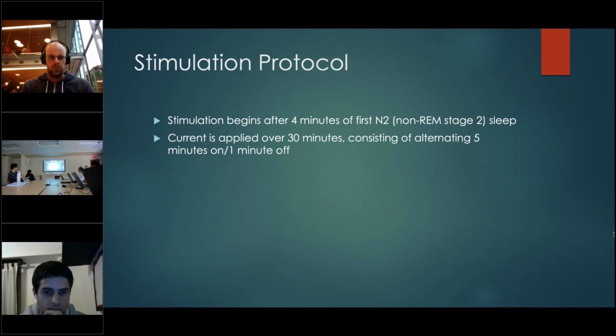stage of sleep. And so the current was applied over 30 minutes, and that would be 5 minutes on, 1 minute off for 5 cycles. So that totals out to 30 minutes. What's interesting here is they're not in slow wave sleep when they started. They're in stage 2 sleep, not stage 3 or slow wave. But they're kind of expecting that they've been in it long enough that they would be ready to go into slow wave sleep. Yeah, exactly.